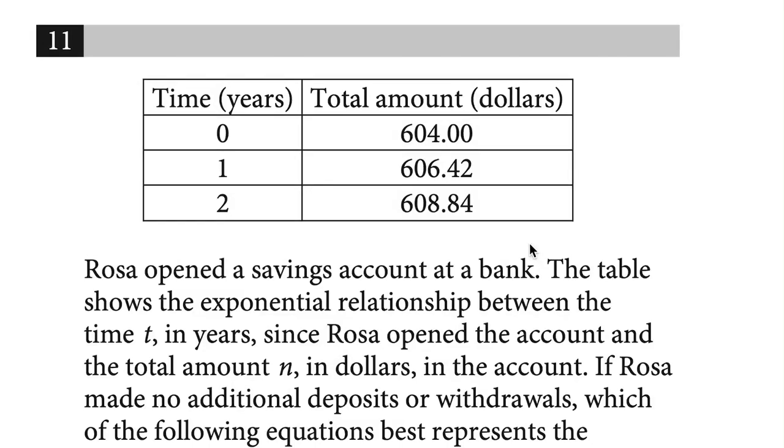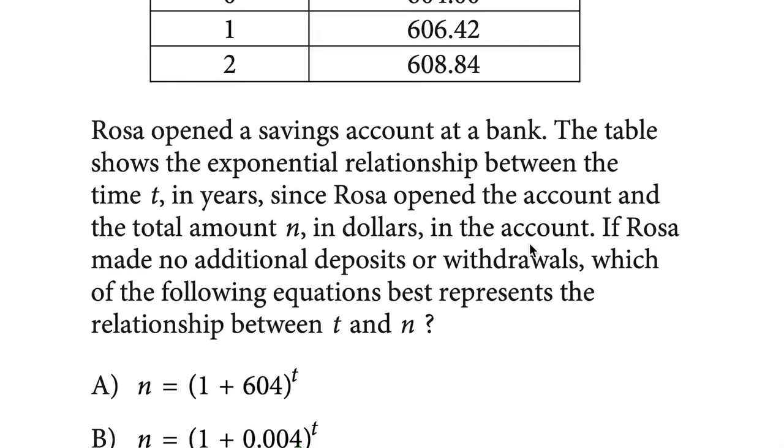Question number 11. A table is given to us. Rosa opened a savings account at a bank. The table shows the exponential relationship between the time t in years since Rosa opened the account and the total amount n in dollars in the account.